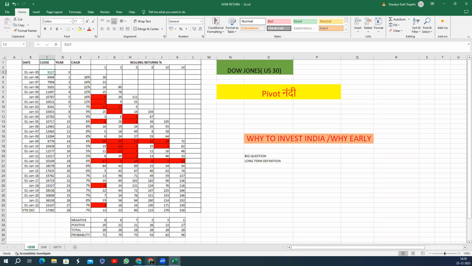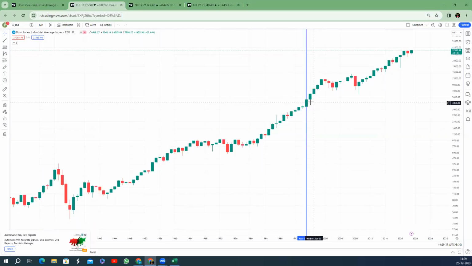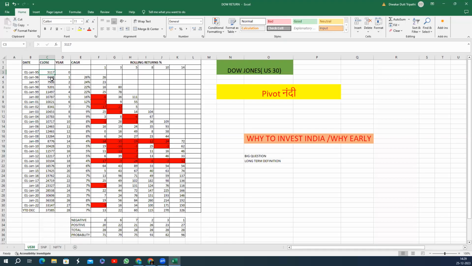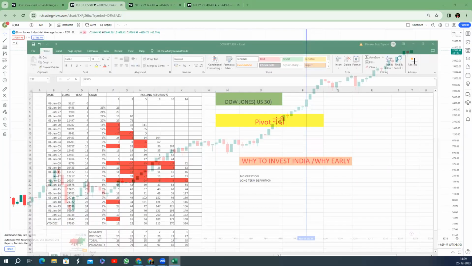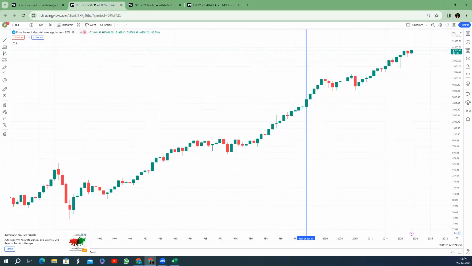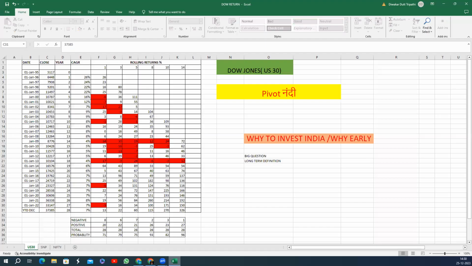Similarly, for the next year, what was the closing price? You can see 6,448. For the third year, it was 7,908. So you can see in this Excel 6,448, 7,900, and so on and so forth. I have taken these prices up till December 23. You can see the last pricing being written here, 37,385, which is being represented here.